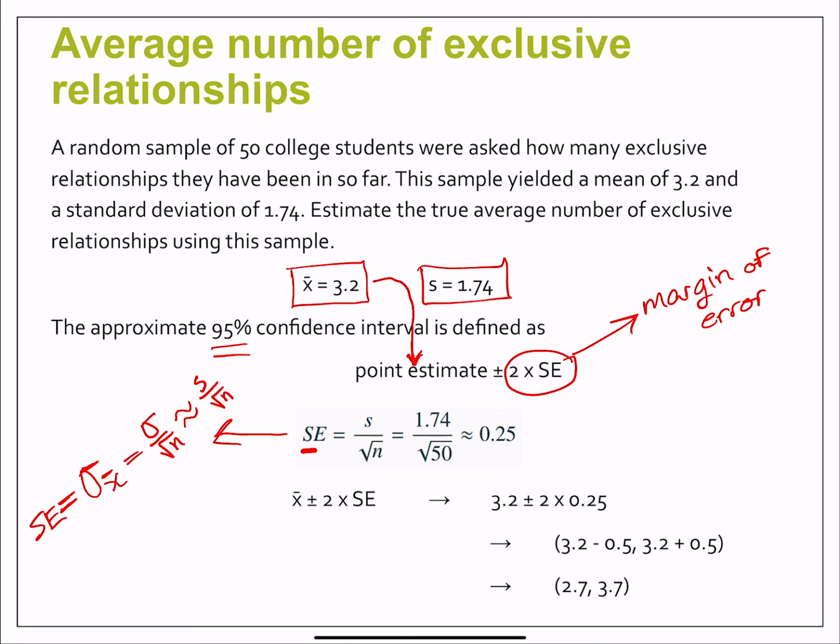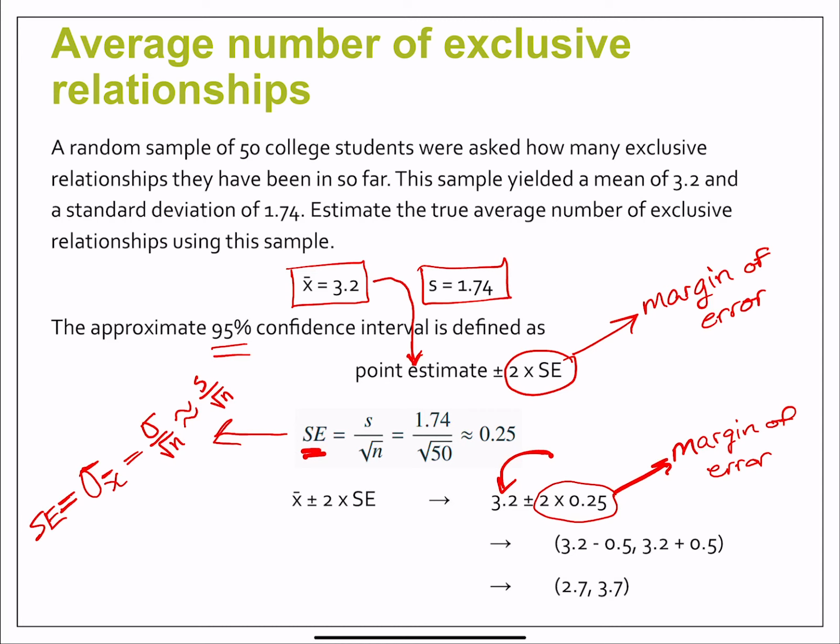So here we find the standard error, and then the last step is the same. Our point estimate, which is our mean in this case, was what? 3.2, plus or minus our margin of error. Right? So that's what we have: our mean plus or minus our margin of error, and then we get our interval.